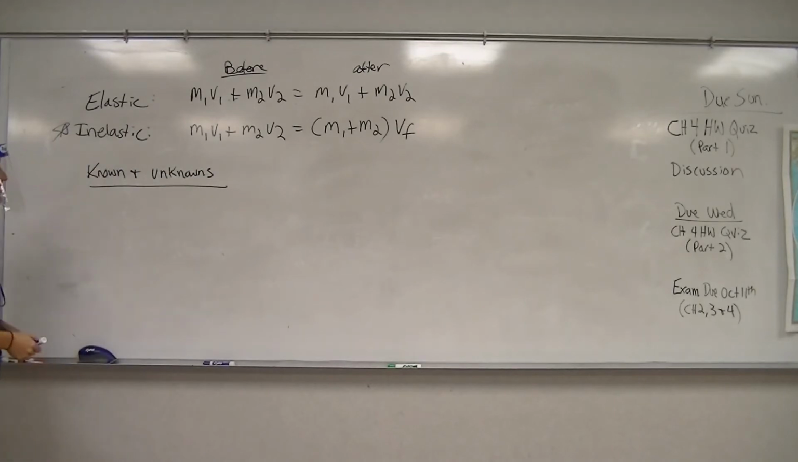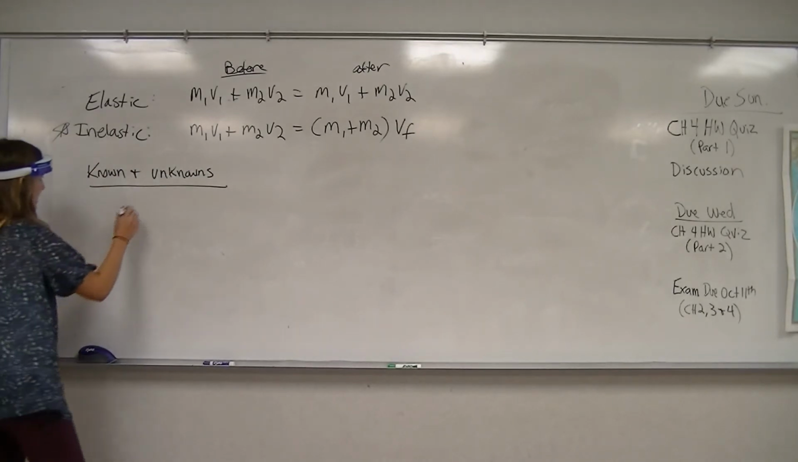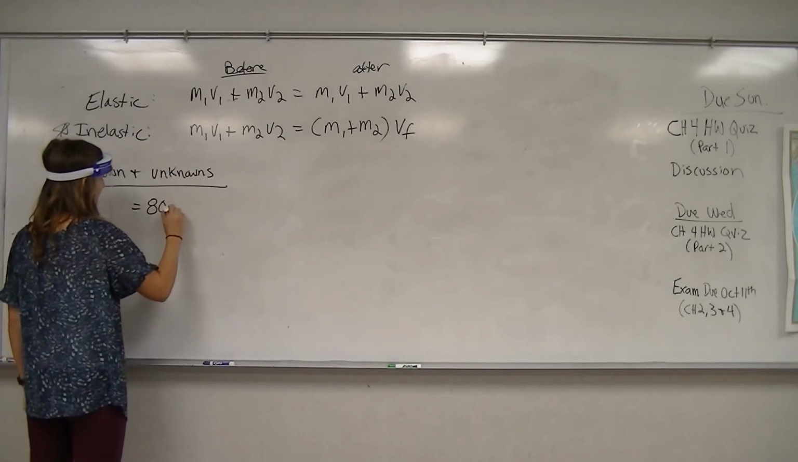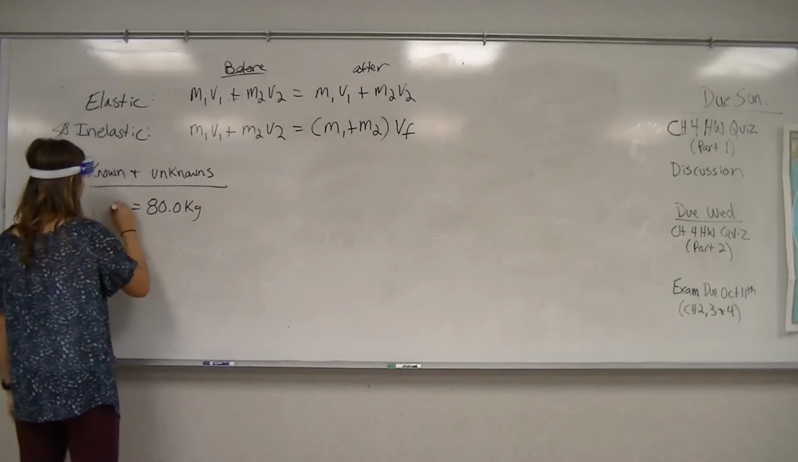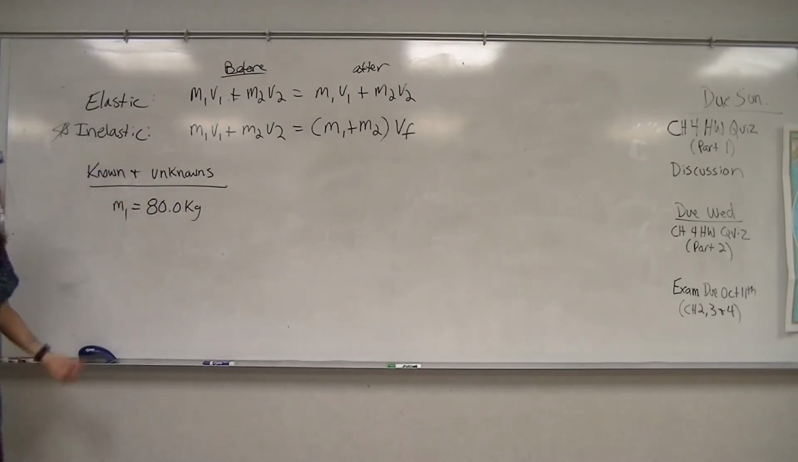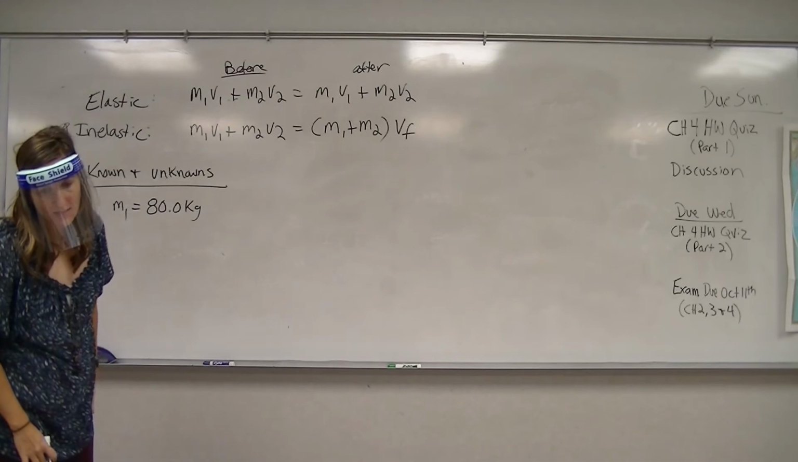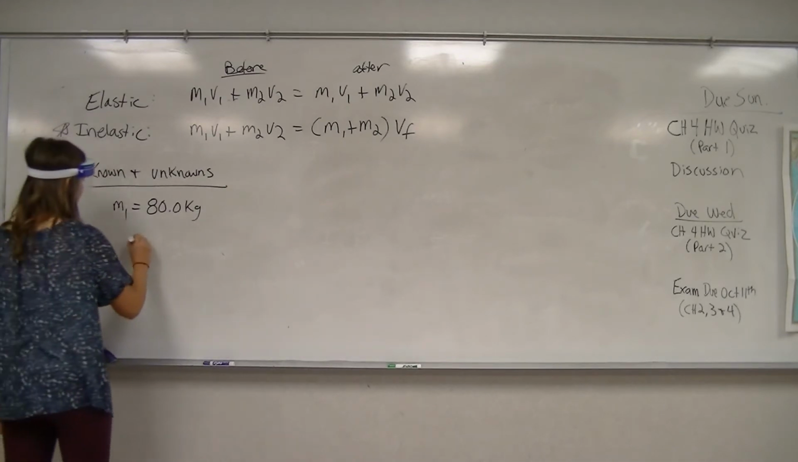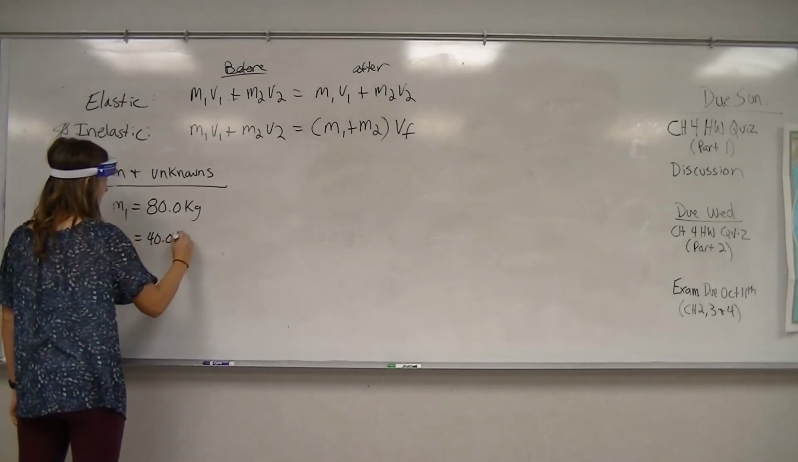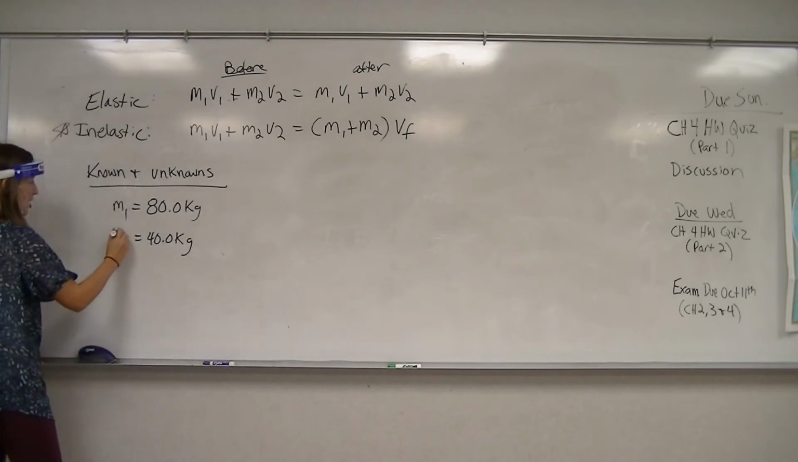Let's figure those out. So starting with grandma, they give us her mass first. What was she, 80 kilograms? And I'm going to call her m1 just because it's the first mass I encountered. All right, the next piece they give us is the grandson, 40 kilograms. That's also a mass, so I'm going to call it m2.